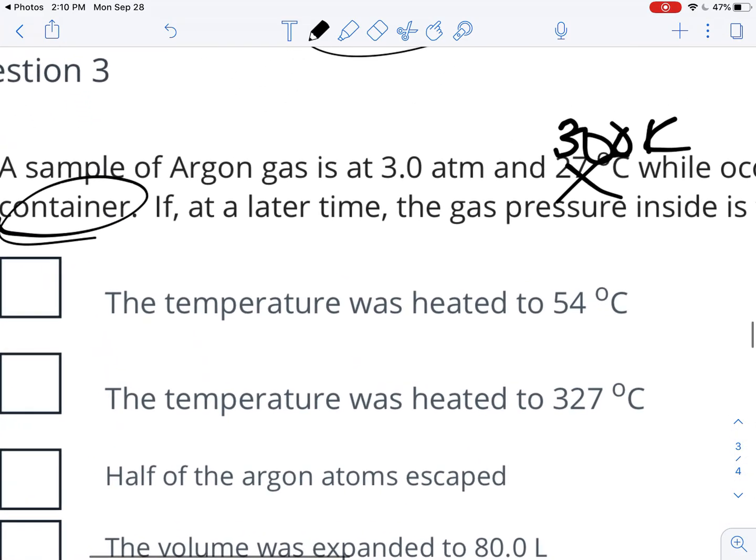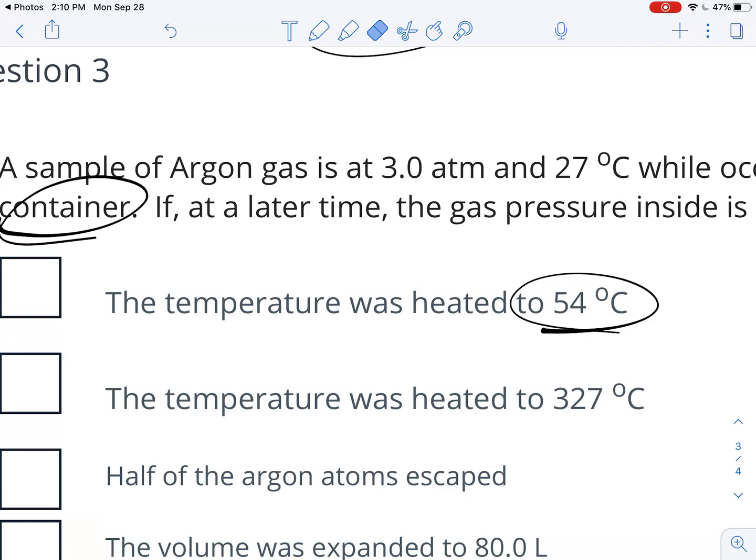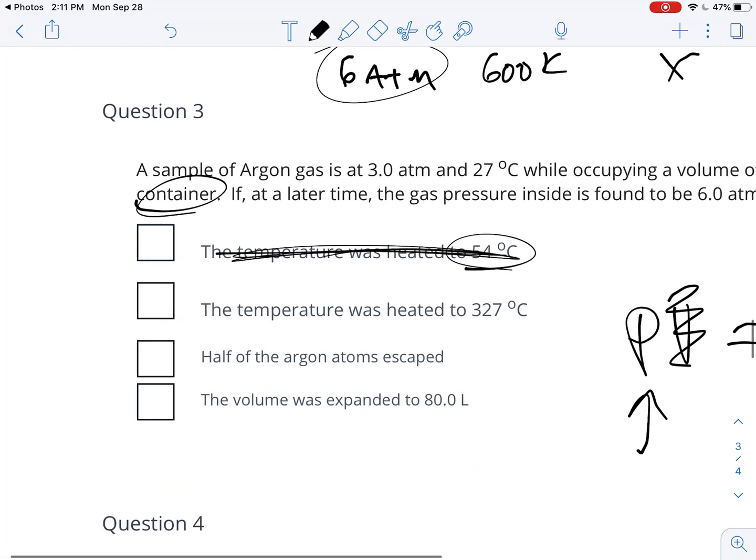Now, the distractor is this one here, the 54. Because if you say to yourself, oh, that's what it is, the temperature is doubling, right? Well, 27 doubled up to 54 is not really doubling, because Celsius is not an absolute scale. So that's your distractor answer there. It can't be that one, because the math is wrong on that. If the volume expanded, then the pressure would go down, and if half the argon escaped, the pressure would go down. So it's really the 54 or the 327.